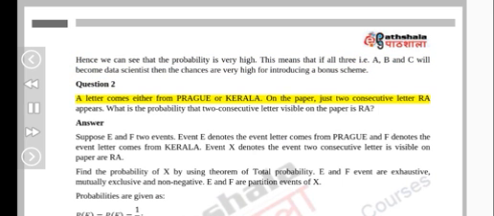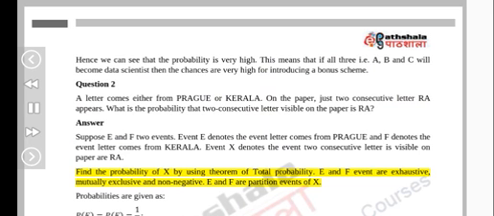Question 2. A letter comes either from Prague or Kerala. On the paper, just two consecutive letters Ra appear. What is the probability that the two consecutive letters visible on the paper are Ra? Answer. Suppose E and F are two events. Event E denotes that the letter comes from Prague and F denotes that the letter comes from Kerala. Event X denotes that the two consecutive letters visible on the paper are Ra. Find the probability of X by using the theorem of total probability.